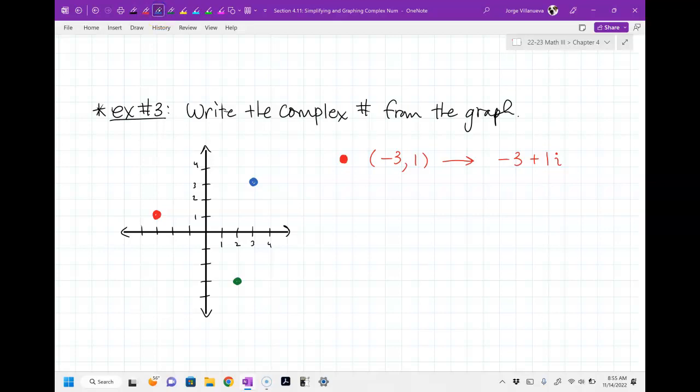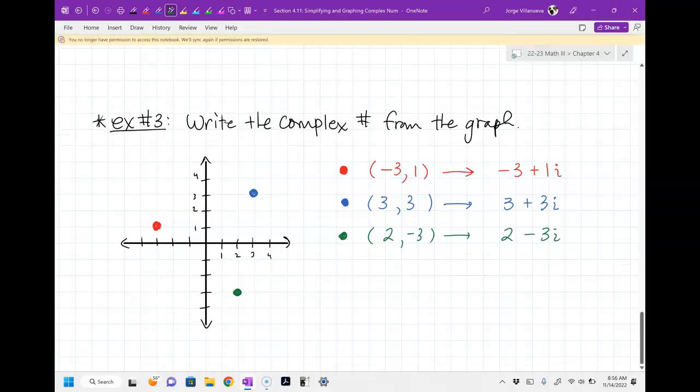All right, let's do the blue one next. What is the coordinate for the blue point? (3, 3), thank you. So then when I rewrite it, I'm going to write 3 plus 3i. All right, let's do the green one. What is the point for the green one? (2, negative 3). So I'm going to write 2 minus 3i. Easy? Yeah. All right, and that's it. That's the whole lesson. This is your homework.